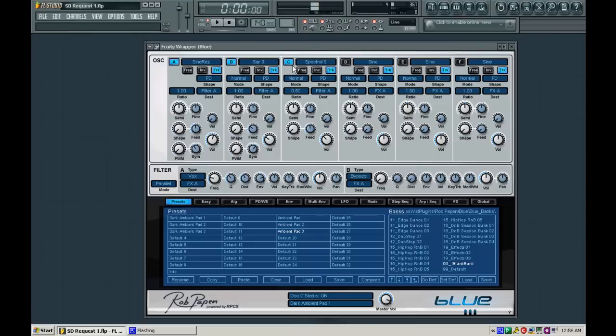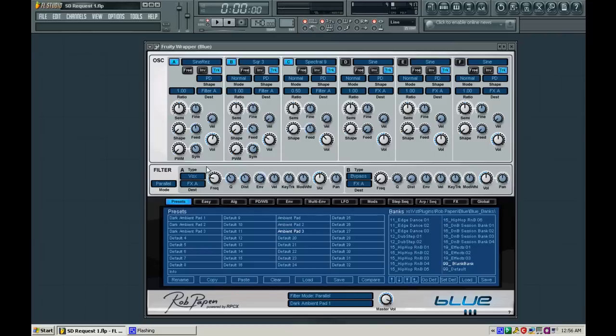And then oscillator C is spectral 9 at ratio 0.5. And the volume is down a bit and the feed is up about 49%. And oh, forgot, oscillator B is fine-tuned plus 2 cents. Now here's where it gets a little bit more interesting. They're all three routed through filter A, and I set it to a Vox filter.